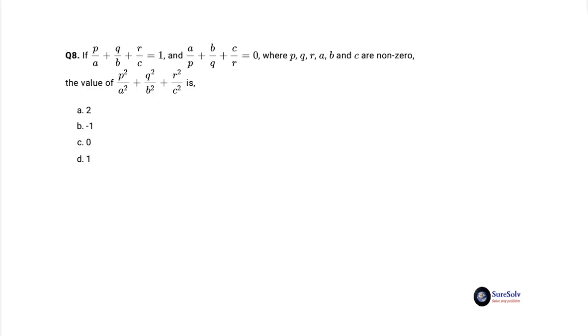Question 8 is, if p by a plus q by b plus r by c equal to 1, and a by p plus b by q plus c by r equal to 0, where p, q, r, a, b and c are non-zero, the value of p square by a square plus q square by b square plus r square by c square is option A 2, option B minus 1, option C 0, and option D 1.